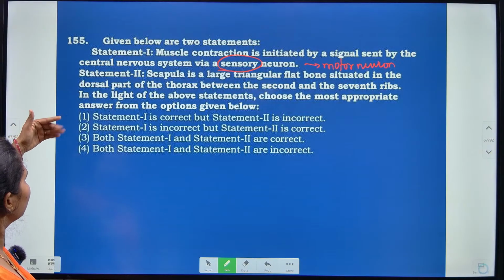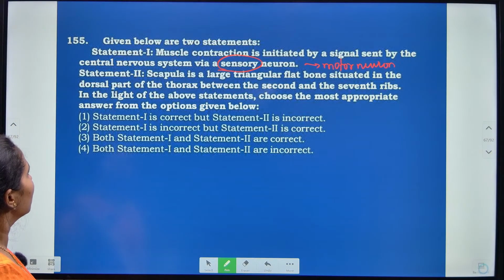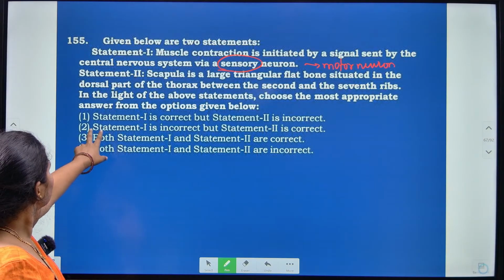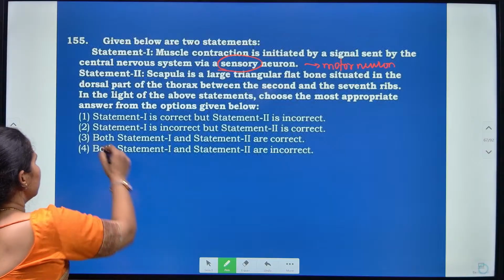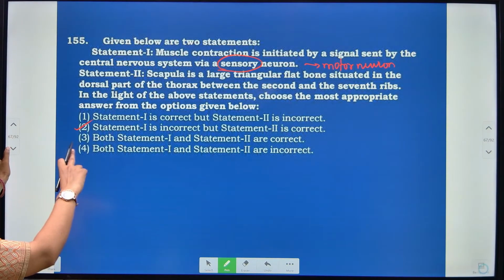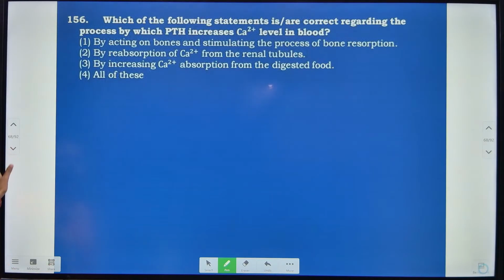So option 2, that is statement 2 is correct, but statement 1 is incorrect here. Statement 1 is incorrect, but statement 2 is correct. So option B is the right option. It is not the sensory, it is just a motor neuron here.